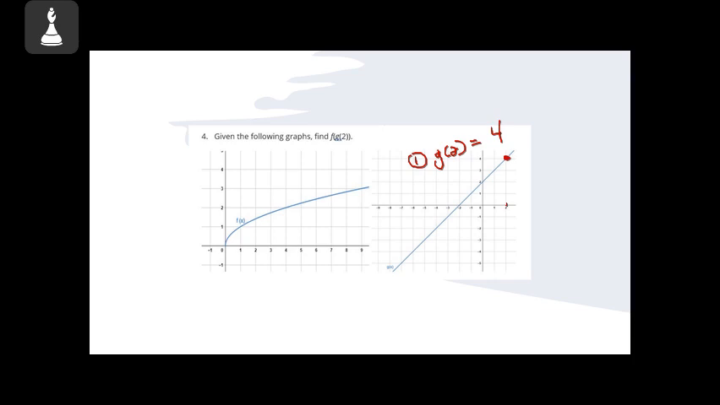I'm going to take that value and now plug it in for f. So now I want to find f of 4. So I find the x value of 4 and find where my graph is. It is up at a height of 2. So the final answer, f of g of 2, is 2.